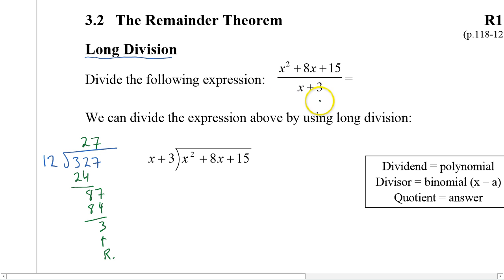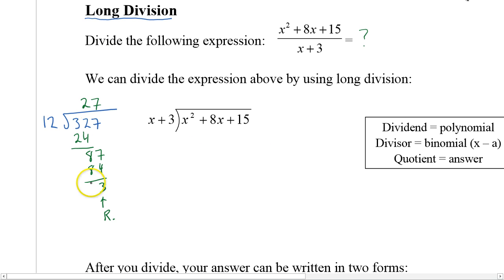It says divide the following expression. x squared plus 8x plus 15 divided by x plus 3 is equal to, well, we've got to figure out how to do that. One way we can do this is by using a long division that's very similar to that. Just like how 12 couldn't go into 3, x plus 3 doesn't go nicely into x squared here because there's only one term. Because this is a binomial into a polynomial, I'm going to have to look at these first two terms. So x goes into x squared x times, so I'm going to put my x here, and now when I multiply x times x plus 3, I get x squared plus 3x.